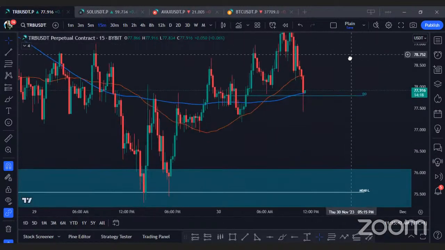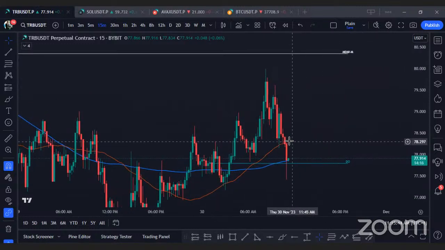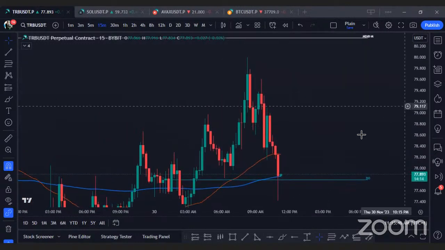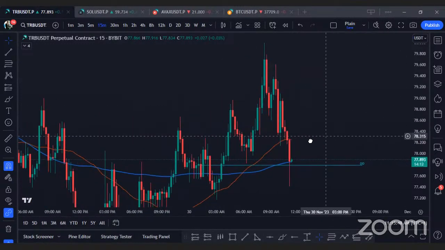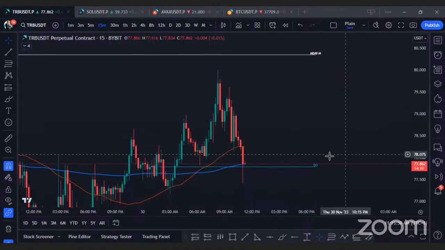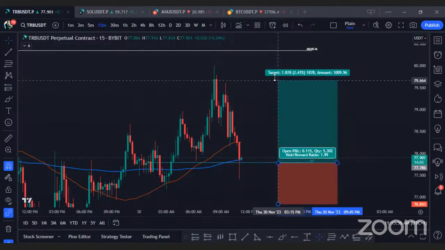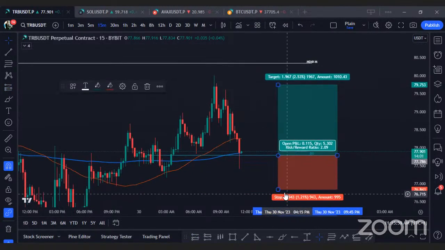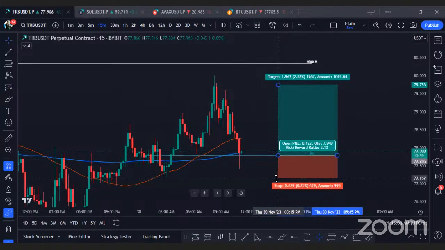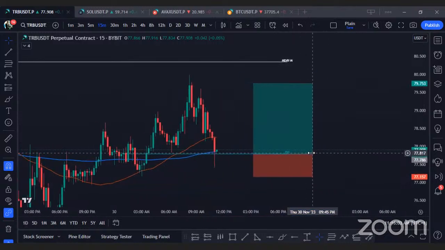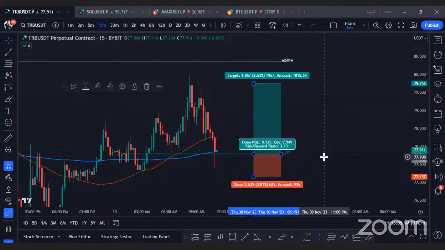So TRB, I'm looking for a quick long here. If you are not in this trade already, I think it's time to enter a long trade. So let's do this. Take a long, target that area there, and then put your stop loss just slightly below that area.